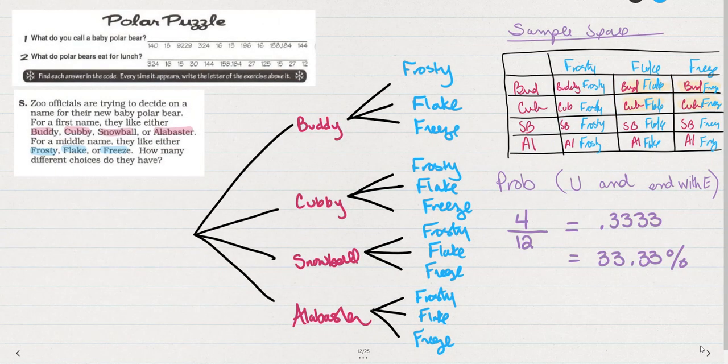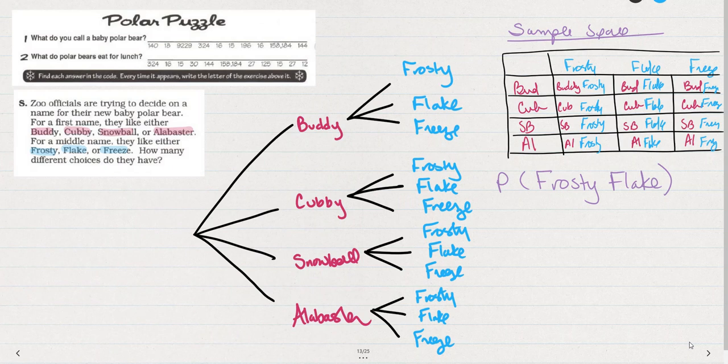What's the probability of getting a U and ending with E? If I consult the sample space, it looks like there are 4 options that are both a U and end with an E. So 4 out of 12 gives us 33%.